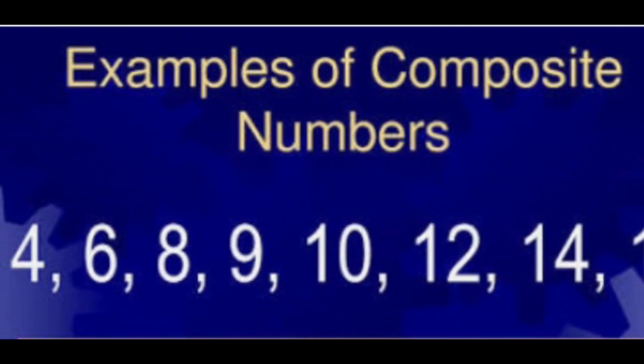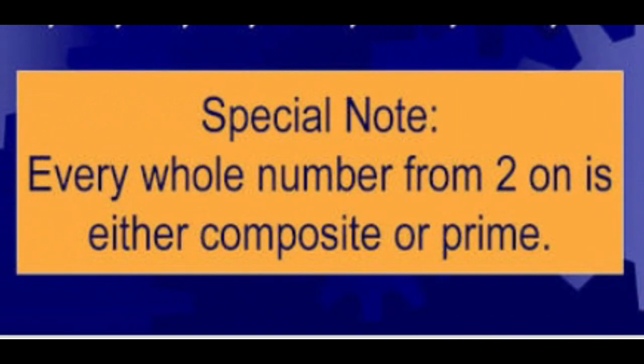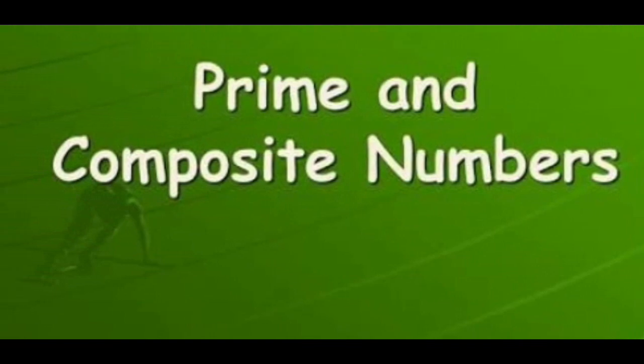Then examples of composite, I have said it, 4, 6, 8, 9, 10, 12, 14, etc. Every whole number from 2 on is either composite or prime because 1 is neither prime nor composite. From 2, all numbers are either prime, otherwise composite. Okay, so you have written that heading, prime and composite numbers.